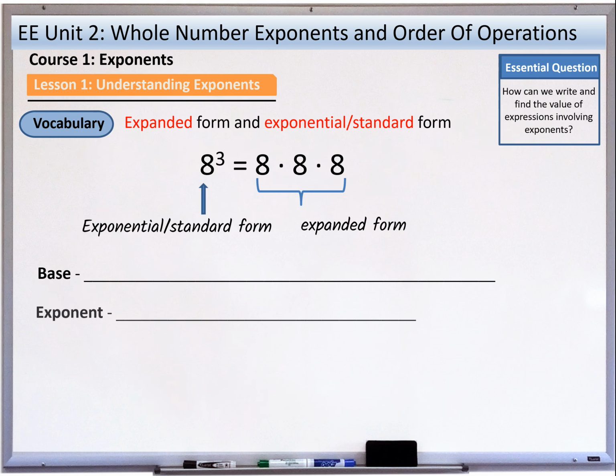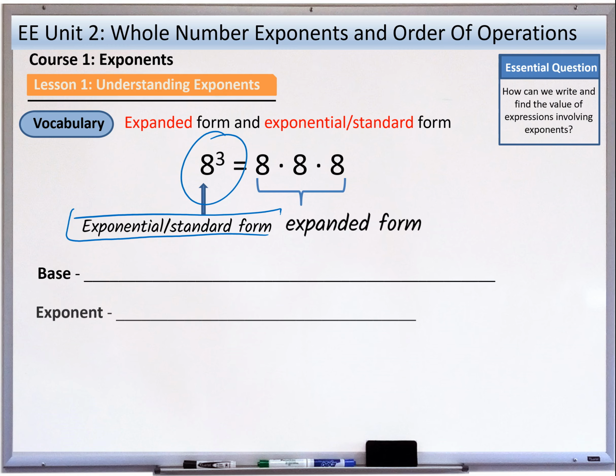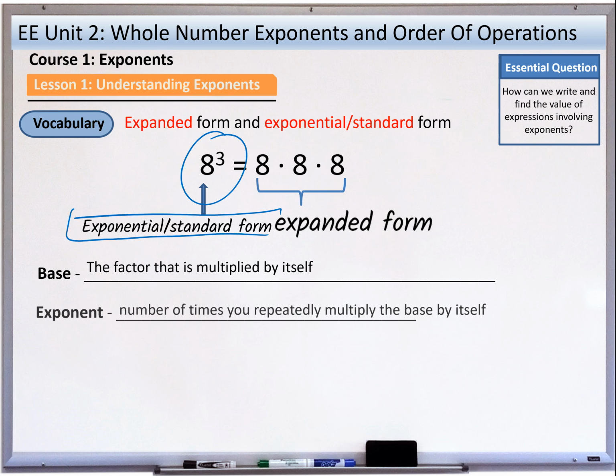So just to make sure we're clear. Now there are 2 ways you look at it. There's exponential or standard form, when you write the exponent and the base. And then there's the expanded form, when you actually write out the multiplication. Our base, again, is a factor that is multiplied by itself. And the exponent just tells you how many times to repeatedly multiply the base by itself. Do not multiply the base by the exponent.